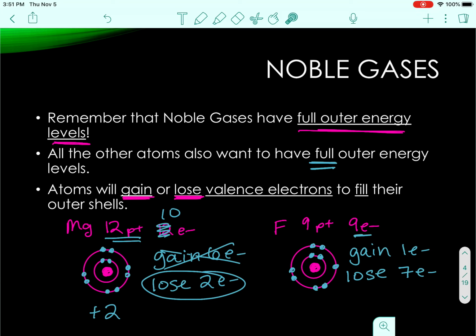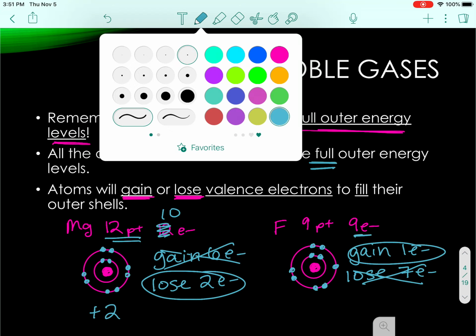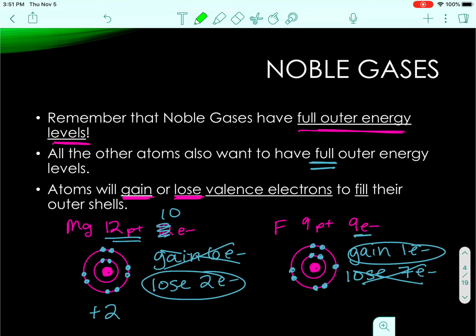Now they will do whatever requires the least amount of energy. So what's easier? Getting rid of 1 or gaining 7? It's always going to be the one that has the smaller number. So gaining 1 electron is going to be much easier than losing 7. So let's draw in 1 electron, and I'll draw it in a different color so we can see the one that we're adding. So draw 1 more electron.